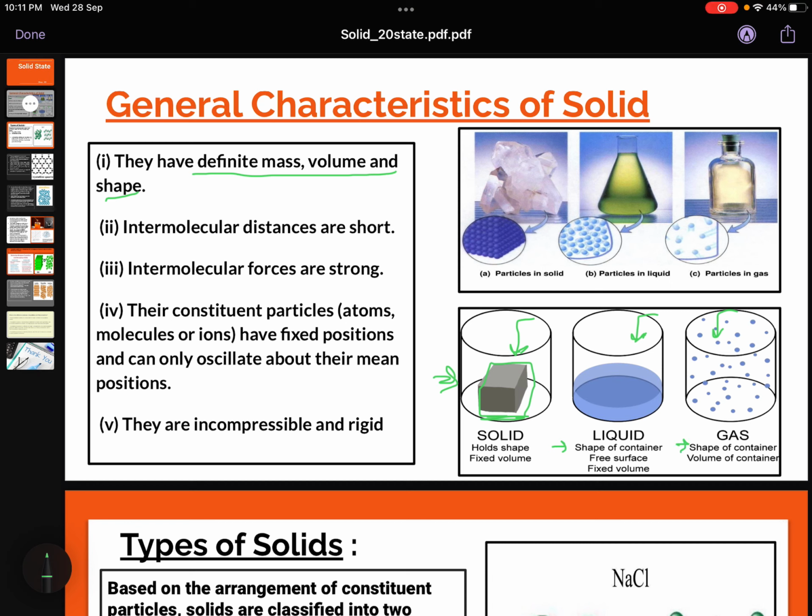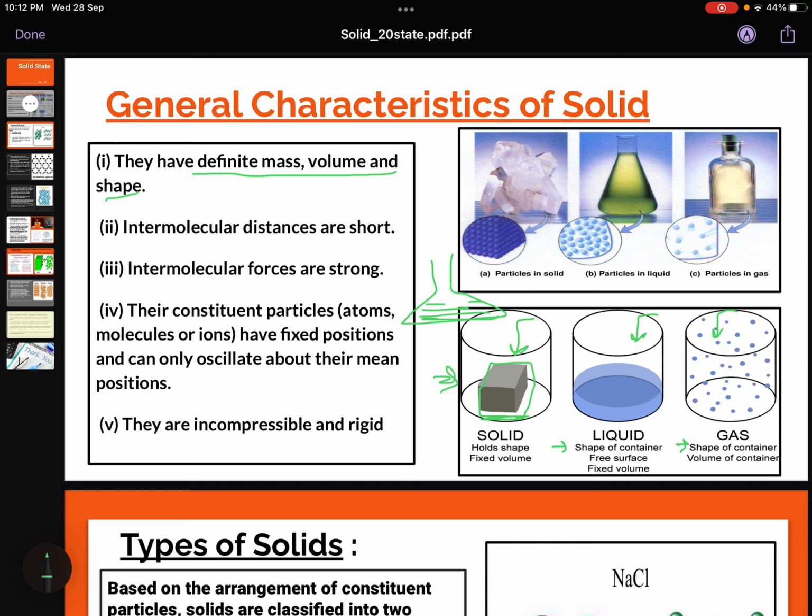But if we put this liquid in a different shaped container, suppose if we put this liquid in this container, it will take the shape of this container and will change its shape. But if we do the same thing with this solid, if we put this solid in this container, will the shape of the solid change? No, definitely not. It will not change its shape with the shape of the container, okay? Until and unless we apply pressure on a solid, it will not change its shape, okay?